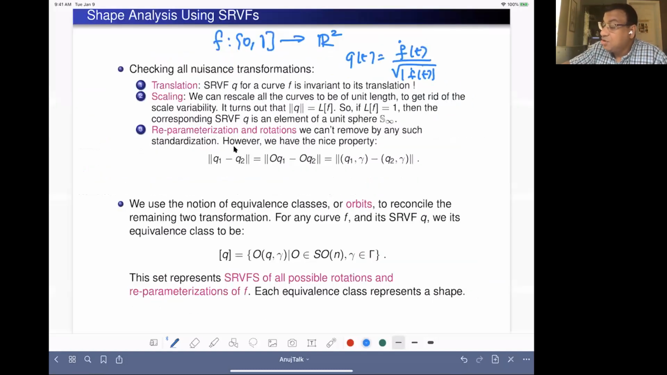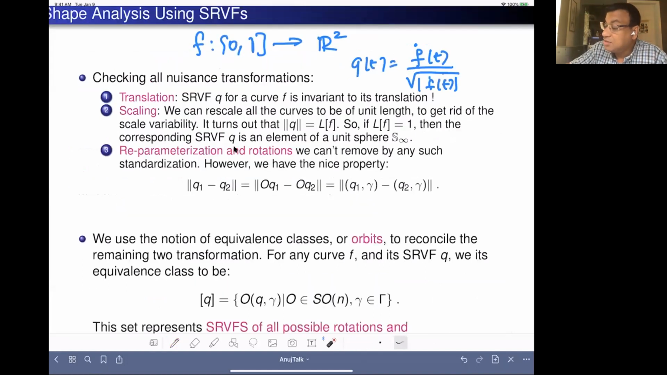Okay. And what are the properties of this Q? Firstly, this Q is already invariant to translation, because I'm working with the derivative of F. The derivative of F is invariant to translation of F. If I add a constant to F, nothing changes. Which is a great thing because I want my shape analysis to be invariant to translation. So I already get it for free.